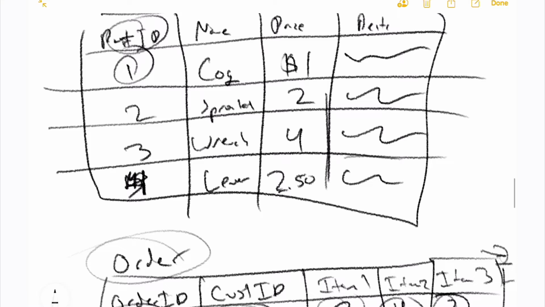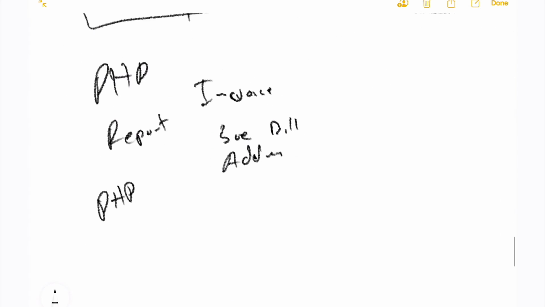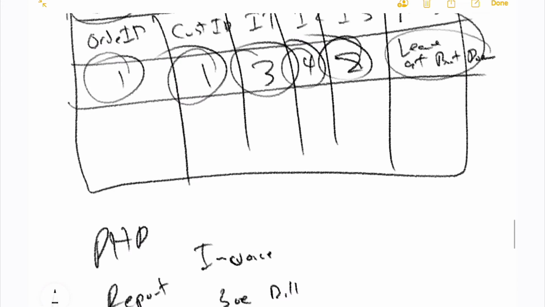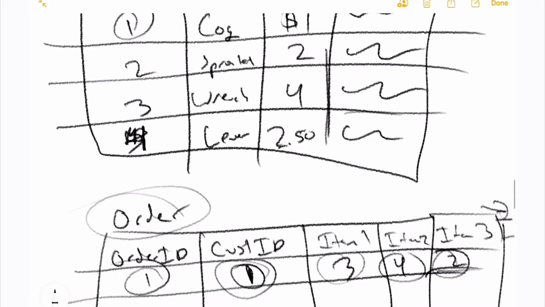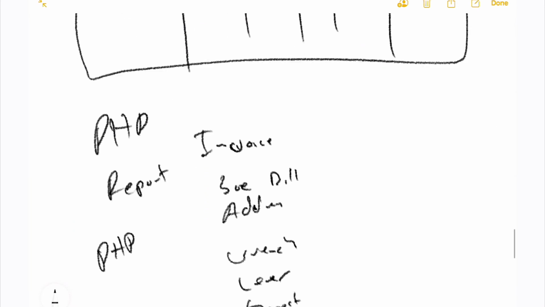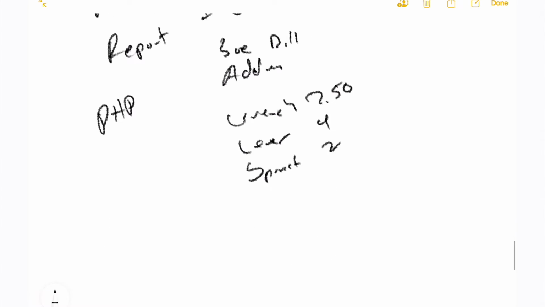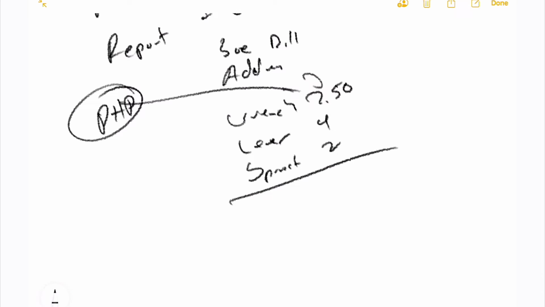Let's say a wrench, a lever, and a sprocket. So then it can say wrench, lever, sprocket, and the prices, $2.50, $4, and 2. And then it can do a little total. PHP can add these up, and that'll come to a total price of, you know, $8.50.